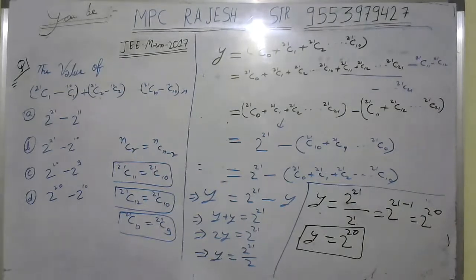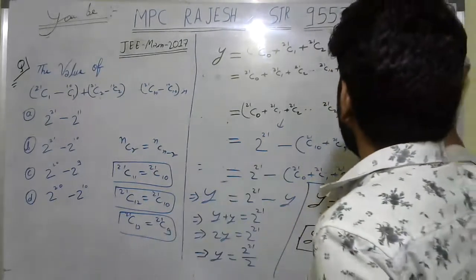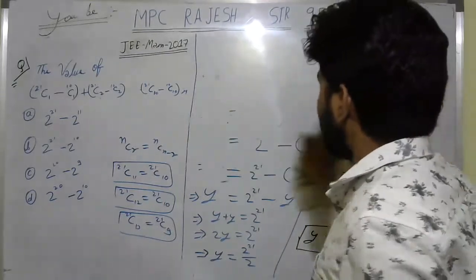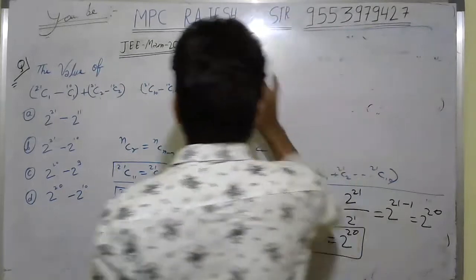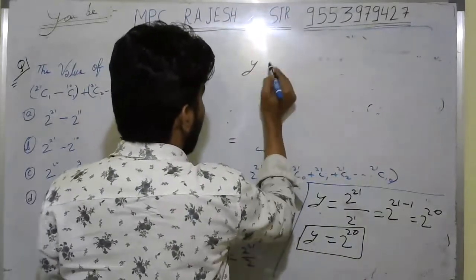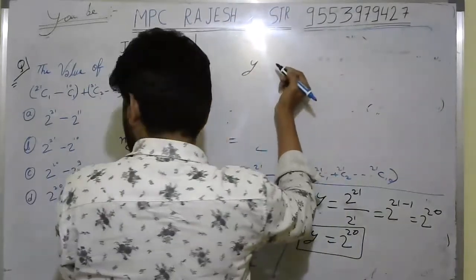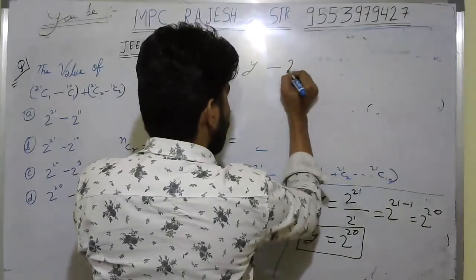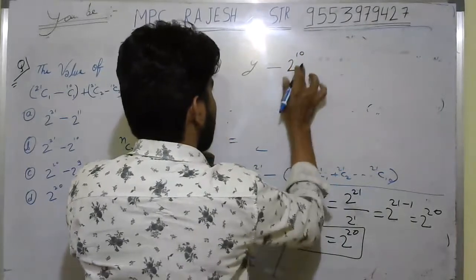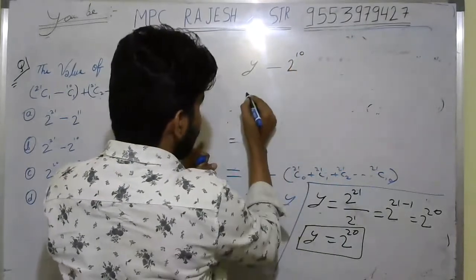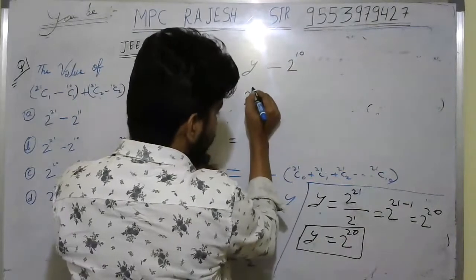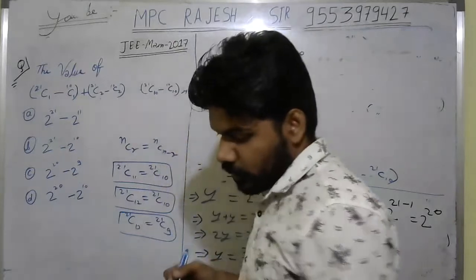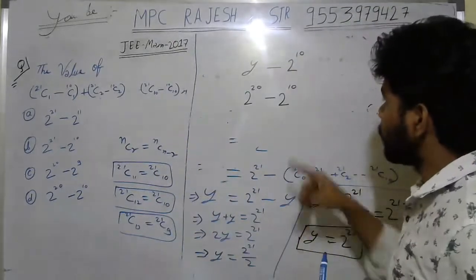Right? Copy it. And in equation number 1, you remember what is given in the equation we created before. In that equation, y minus 2 to the power 10 is given. So what is the y value? The y value is 2 to the power 20 minus 2 to the power 10.